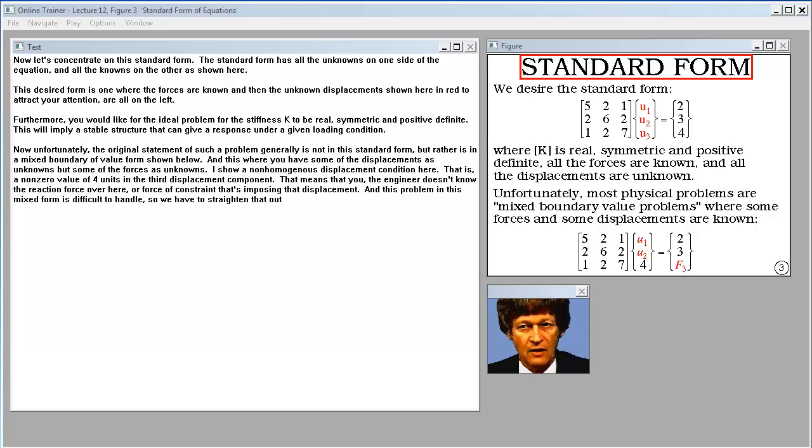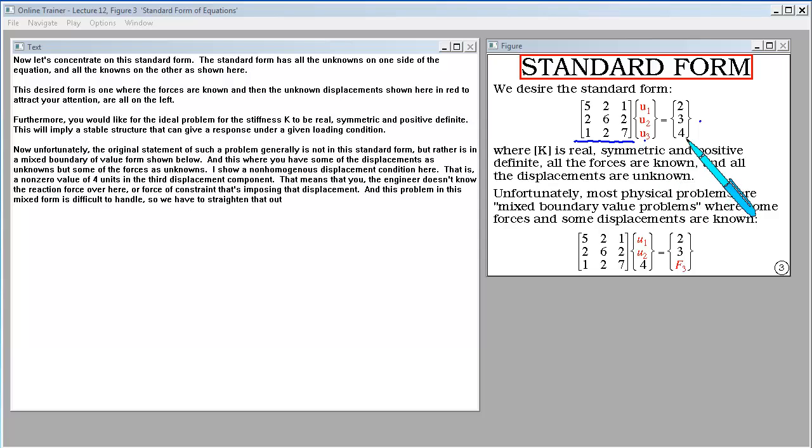Now let's concentrate on this standard form. The standard form has all the unknowns on one side of the equation and all the knowns on the other, as shown here. This desired form is one where the forces are known and then the unknown displacement, shown here in red to attract your attention, are all on the left. Now, furthermore, you would like for the ideal problem for the stiffness K to be real, symmetric, and positive definite.